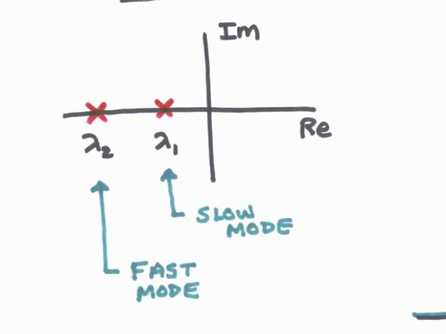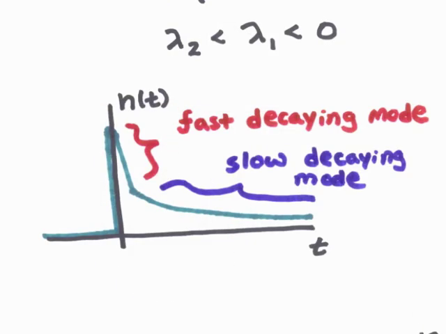We can plot the two characteristic values in the complex plane, as shown here. The impulse response will then look as follows. H of t will decay quickly at the beginning, and then will slowly decay. This is because h of t is the sum of the characteristic modes, and one value of lambda is much more negative than the other.